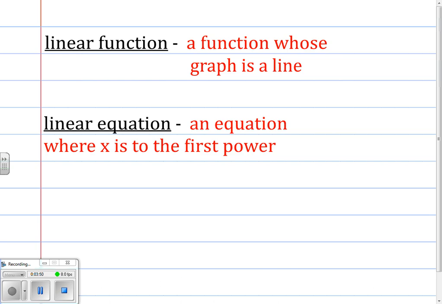A linear function is a function whose graph is a line. Anytime you graph an equation and it's a straight line, we call that a linear function. The equation that you're looking at is called a linear equation. The power of x, the little number in the air behind the x, is a 1. Not written, but understood to be there.